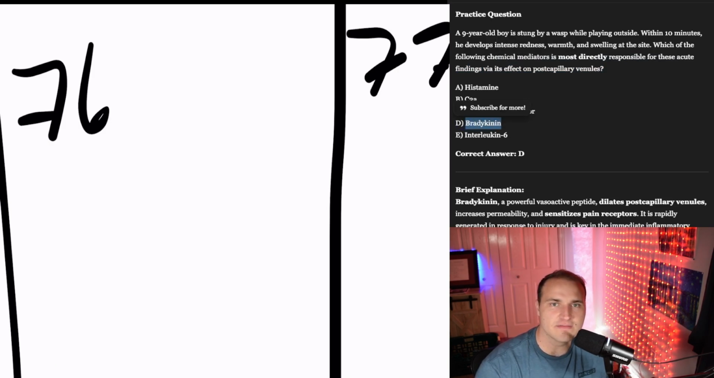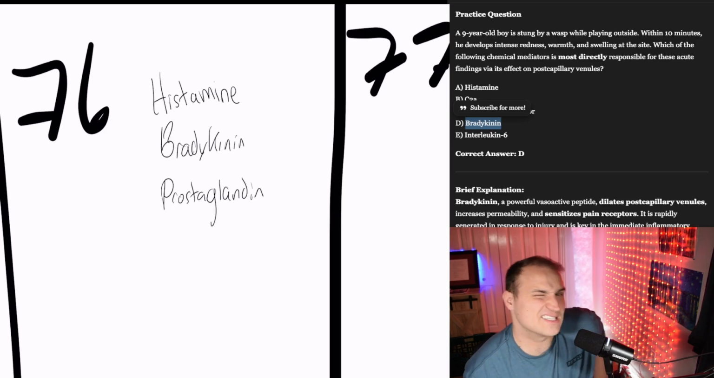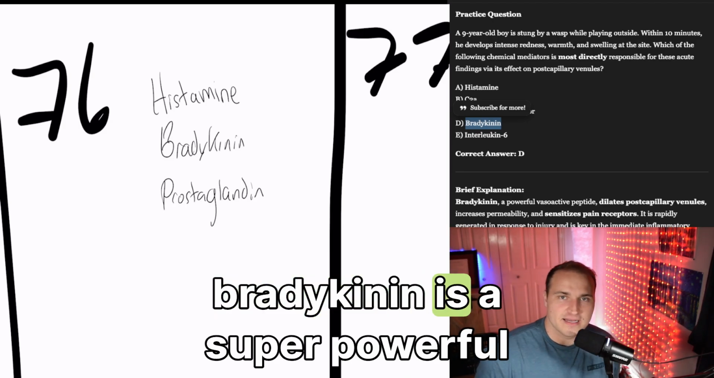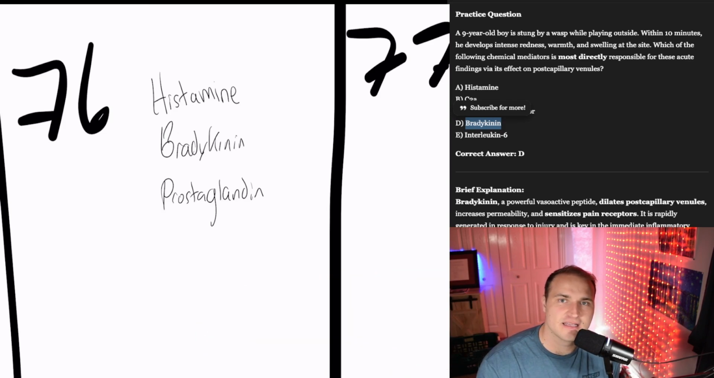So redness and swelling means we've got acute inflammation, and there's postcapillary venules and vasodilation, because that's the key vascular site of the action of these early mediators. And what are these mediators? Well, typically you think of histamine, bradykinin, and also your prostaglandins. Now, what exactly is bradykinin? Well, bradykinin is a super powerful vasopeptide that's generated from kininogen via the kallikrein.